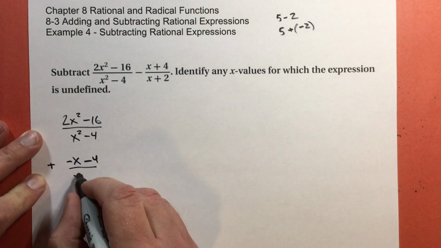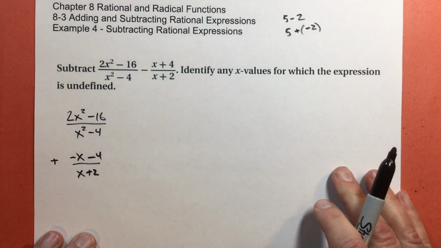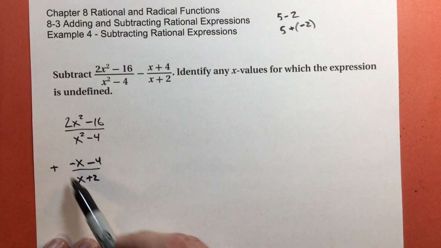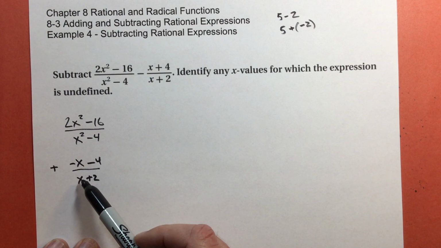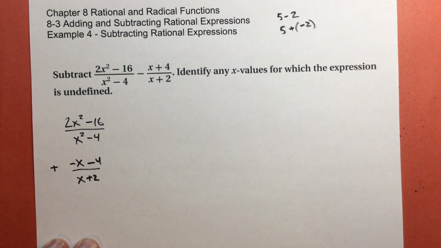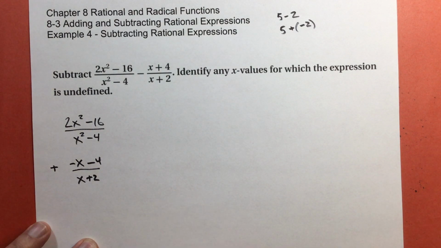And in the denominator I have x plus 2. Now I only do that to the numerator, okay? I only do that to the numerator. I don't do it to both, because if I did it to both, what I'd have is a negative divided by negative, which is a positive, which means I actually didn't change anything. So remember, only the numerator.